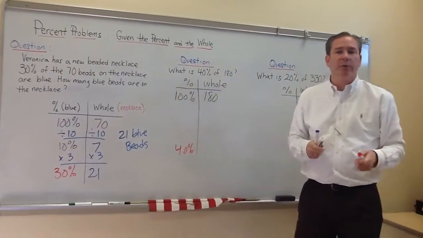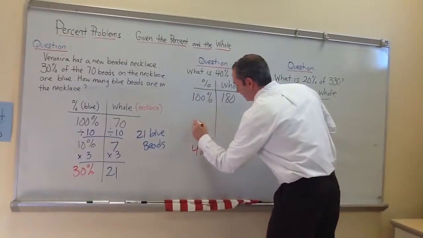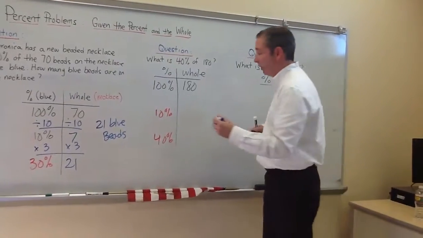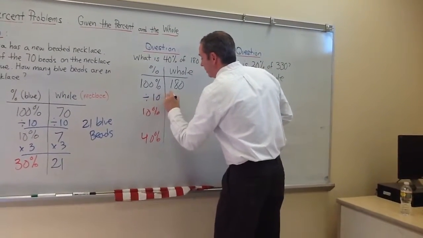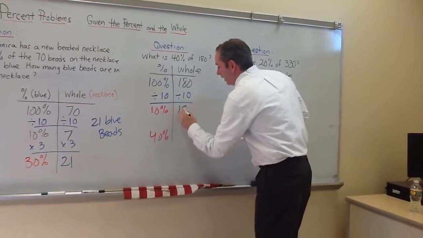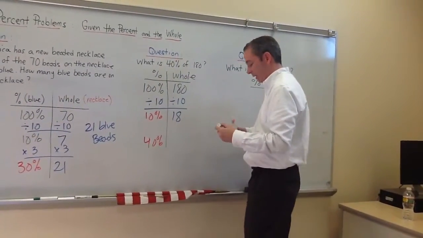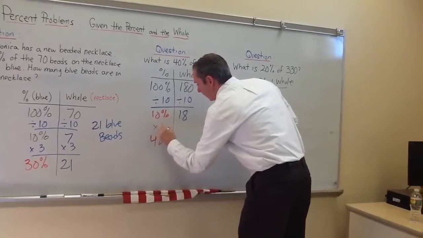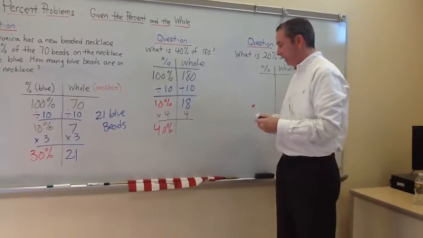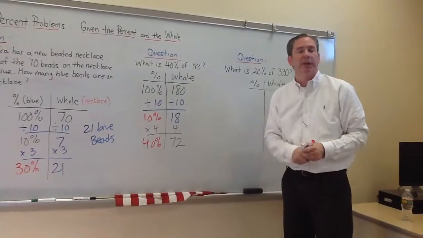Now again, going from 100 to 40 is not easy, so we're going to start at 10%. Again, to find 10% of a number, all we're doing is dividing by 10. So we're going to divide both sides by 10, and that gives us 10% equaling 18. Now we want to get from 10% to 40, so we can easily multiply both sides by 4. And that gives us 40% of 180 is 72, because 18 times 4 is 72.